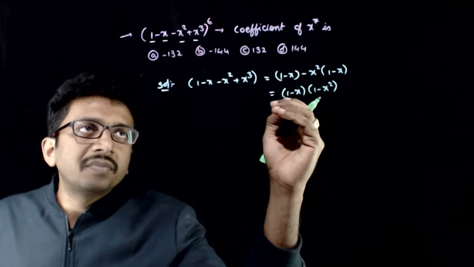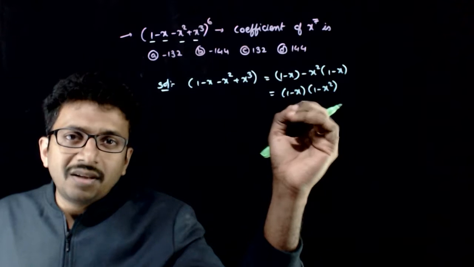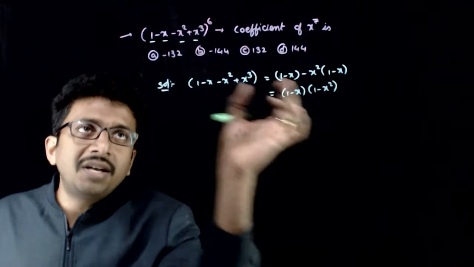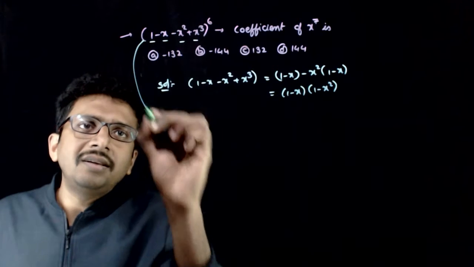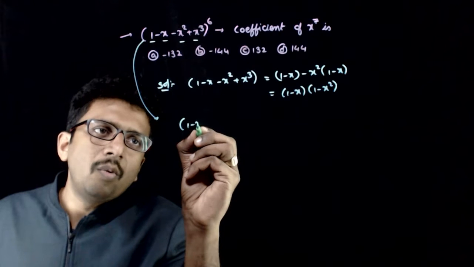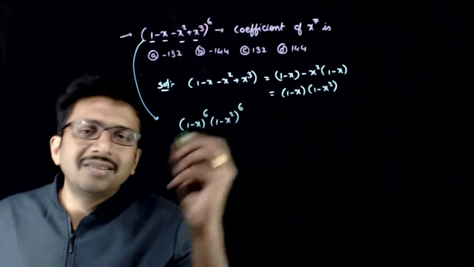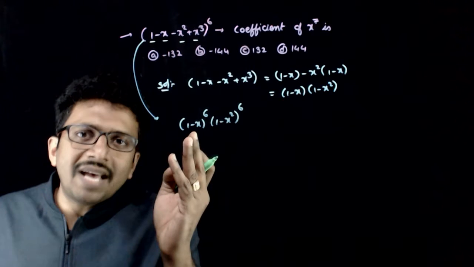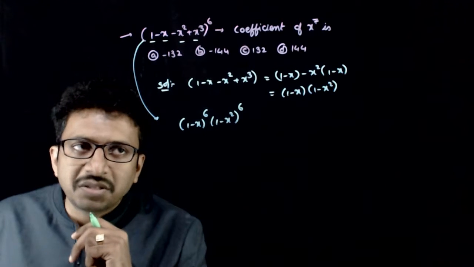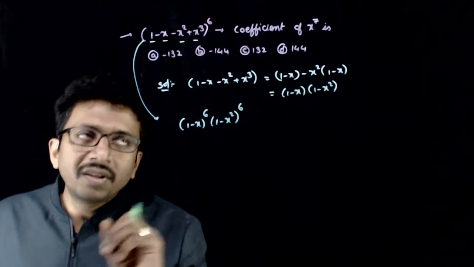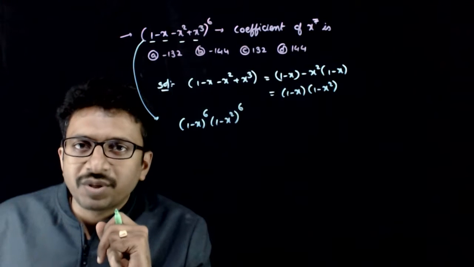So now, if you take this factorization and you put it here, the given expression is nothing but 1 minus x whole power 6 into 1 minus x square whole power 6. So now this has a binomial expansion, this has a binomial expansion. Now you can expand these two. You have to find the coefficient of x power 7.